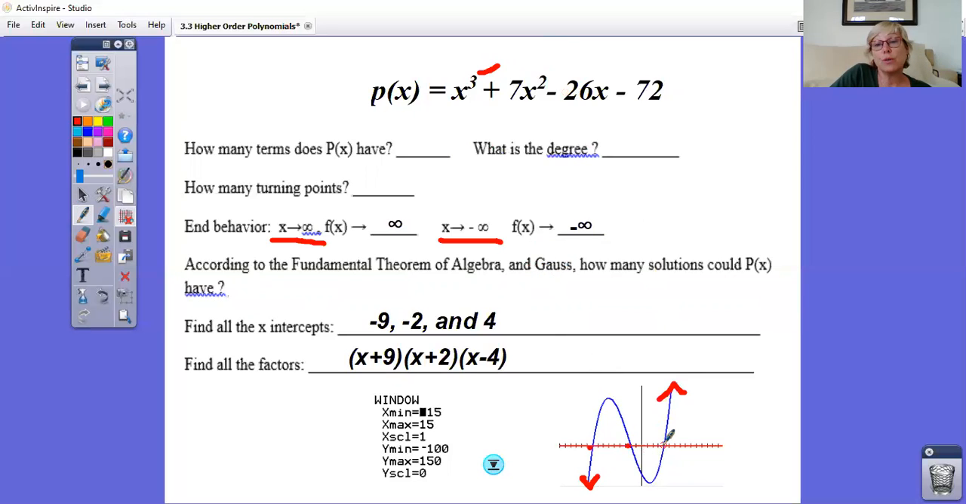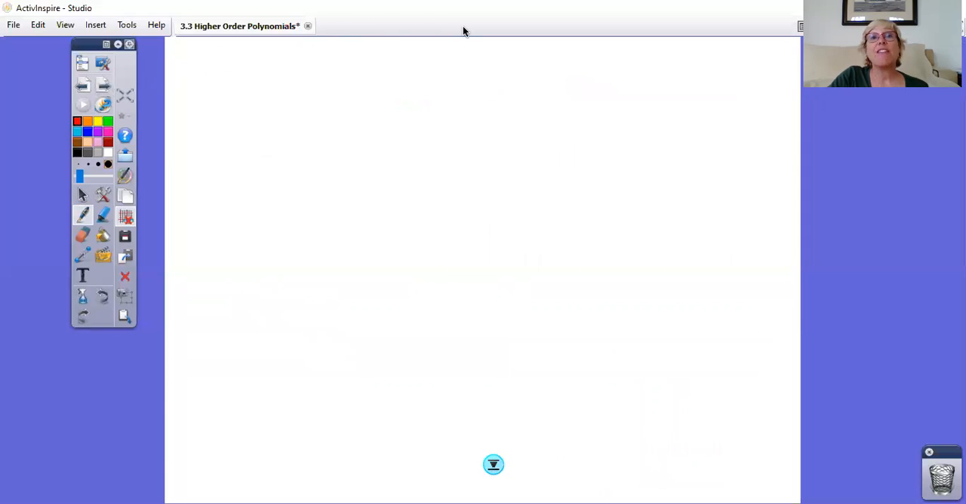1, 2, 3: -9, -2, and 4. And I did second calc 5 intersect on that. And if I have -9, remember my binomial factor is positive x plus 9, x plus 2, and x minus 4. Okay, and that is it.